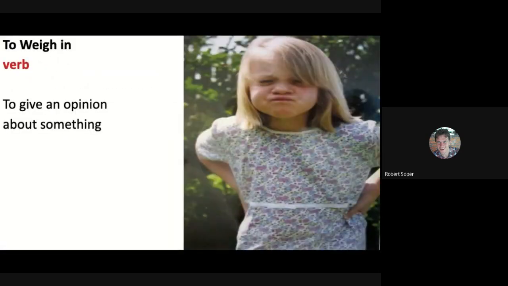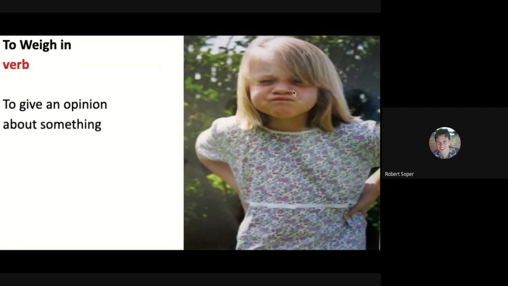Okay, so this verb is to weigh in, to weigh in, weigh in. And as I said, it's a verb and it means to give an opinion about something. And I can see from this image over here, this young girl wants to weigh in with her opinion. She wants to give her opinion. So she wants to weigh in with it.